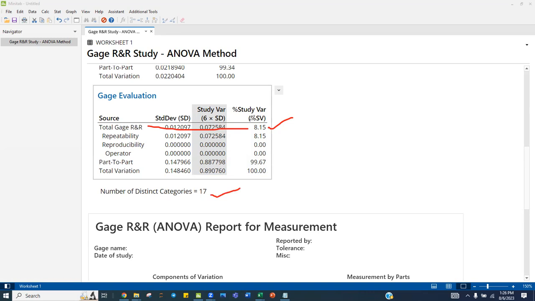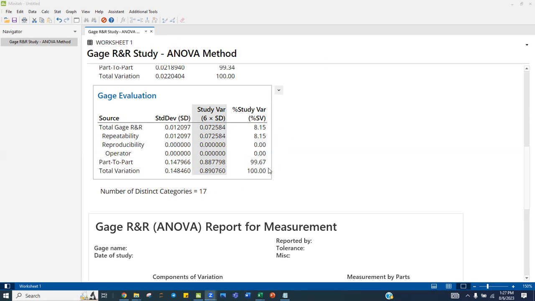So rule number one: study variation should be as low as possible, less than 30% is acceptable. And when my variation is less than 10%, from the variability point of view, it's perfect. Then I look for the distinct categories. Distinct categories should be more than 5, and here it is 17. So my measurement system is perfect here as well.